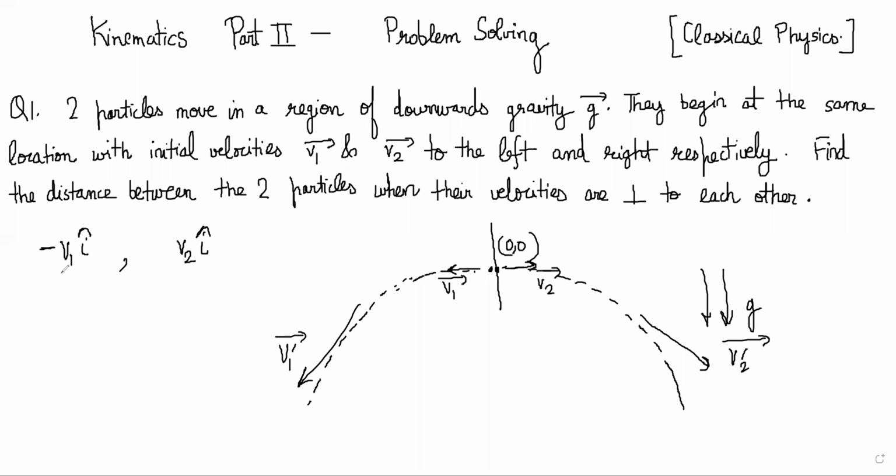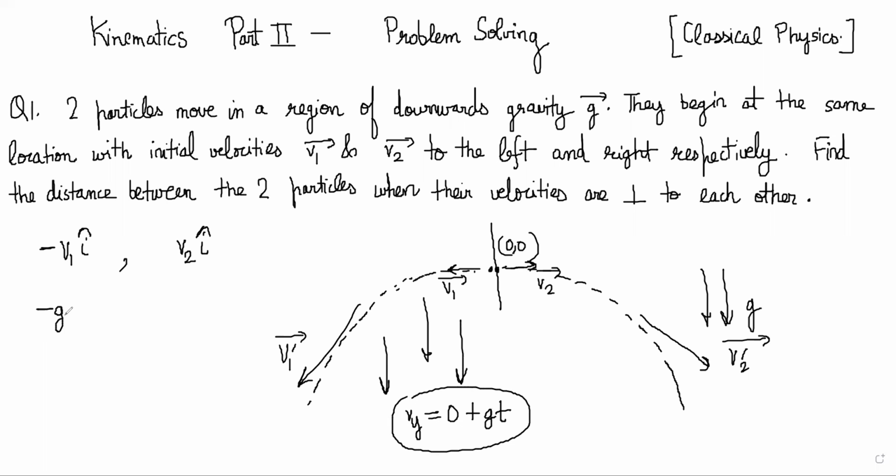Now, as time passes, both the particles will acquire a downward velocity due to gravity, because gravity is pulling them down. There will be a vy equal to u, which is 0 initially, they had 0 vertical velocity, plus gt. However, this vy is actually in the downward direction. So they will acquire a minus gt j cap and a minus gt j cap, right? As time passes, this is the x component and this is the y component of the velocity. And this is the x component and this is the y component of the velocities for the other particle, right?